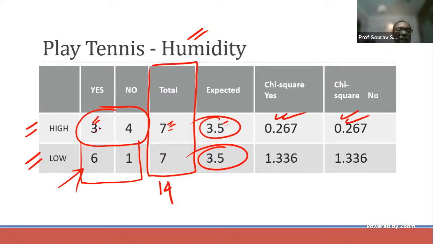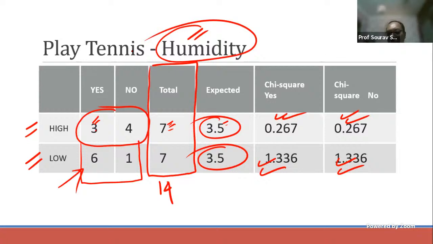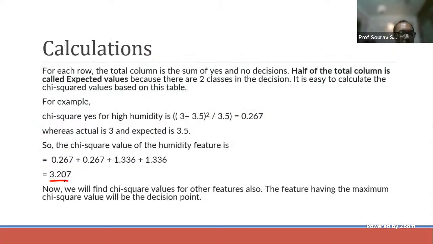Come to the case of this low. So 6 minus 3.5, that will be 2.5. 2.5 whole square divided by 3.5. This is what it will give. And then this is 1. 1 minus 3.5, once again it is minus 2.5 whole square divided by 3.5. This is the value you get. Now, for this entire node, if I split by humidity, let me compute the aggregated chi-square value. This is the aggregated chi-square value for this humidity part.